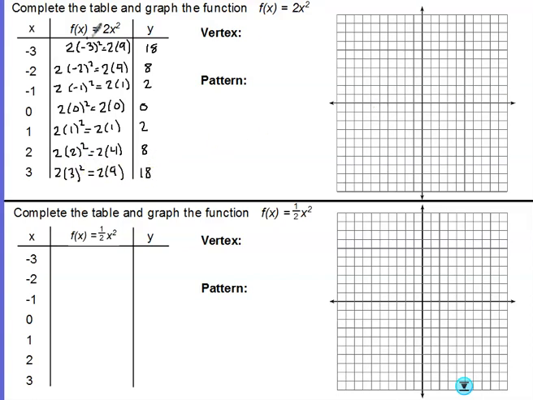So I plug in the values: -3, 18, which is off my graph; -2, 8; -1, 2; 0, 0; 1, 2; 2, 8; and then 3, 18, which is off my graph again, so I can't graph that one. Our vertex is still at the point 0, 0.